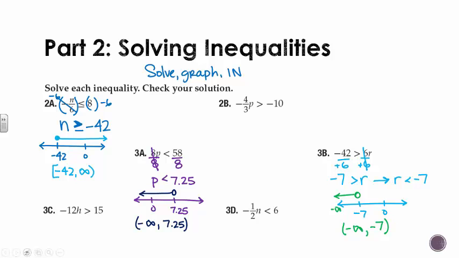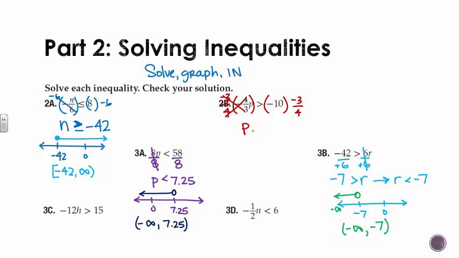Let's try 2b. So for this one, we have a fraction being multiplied by p. We don't usually divide by fractions, so instead what we're going to do is multiply by the reciprocal, which is negative 3/4. Whatever we do on one side, we've got to do to the other. So that crosses all this off, and we just get p.